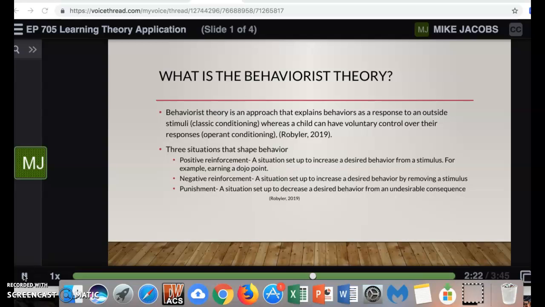For example, earning a Dojo point. So a student may earn a Dojo point for participating in a lesson. A negative reinforcement is a situation set up to increase a desired behavior by removing a stimulus. Then there's punishment, a situation set up to decrease a undesired behavior from an undesirable consequence. So for example, a student may receive a lunch detention for being disruptive in class if that's one of the negative Dojo points that they received.